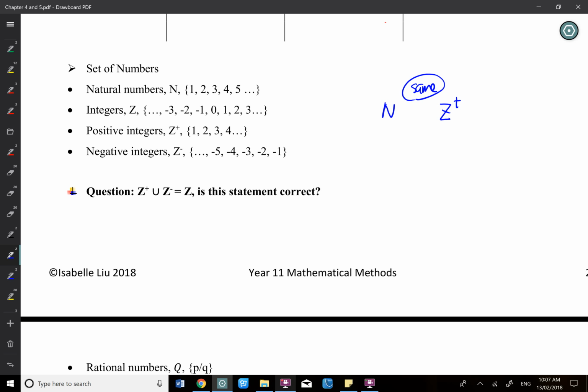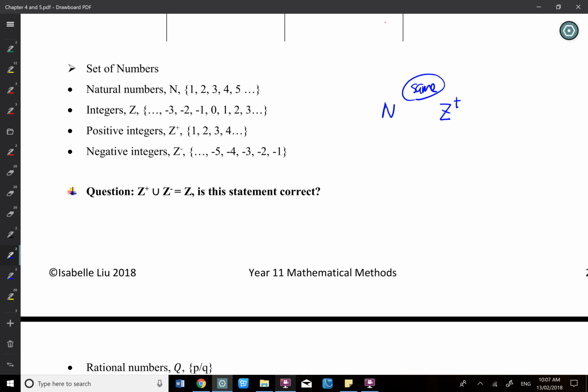Okay, negative integers: -1, -2, -3, and so on. We use Z minus, with a minus on the right corner. Is 0 a positive integer? Do you think 0 is a positive number? That's the question. No, it's not. Z plus only uses positive integers.